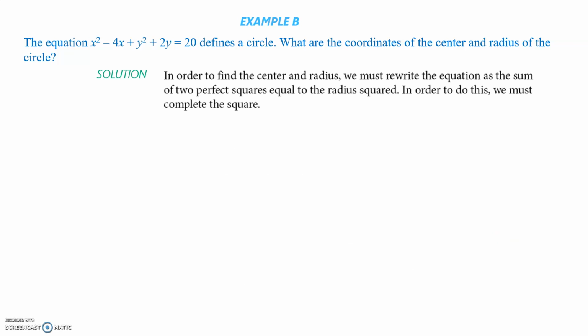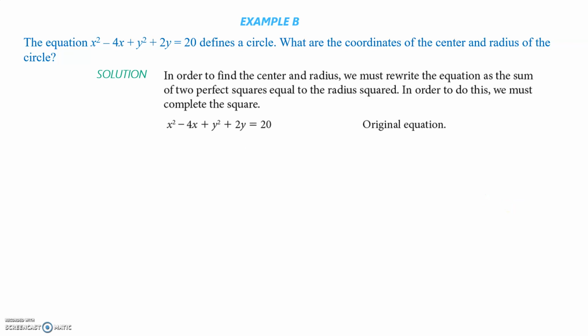In order to find the center and the radius, you must rewrite the equation as the sum of two perfect squares, that x minus h squared and the y minus k squared, and it has to equal the radius squared. In order to do this, we must complete the square. So that's why, once upon a time recently, we did a lesson on how to complete the square.